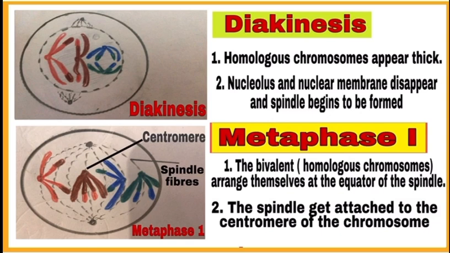After prophase I, next stage is metaphase I. Here the bivalent, or you can say homologous chromosomes arrange themselves at the equator of the spindle. Homologous chromosomes come to the center of the spindle fiber and arrange, and the spindle get attached to the centromere of the chromosome.